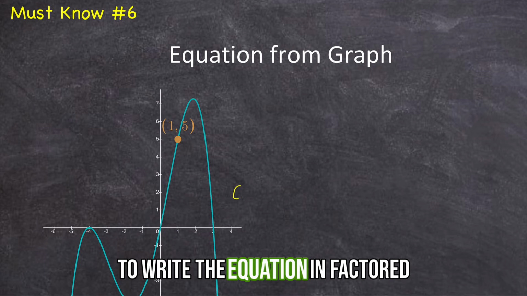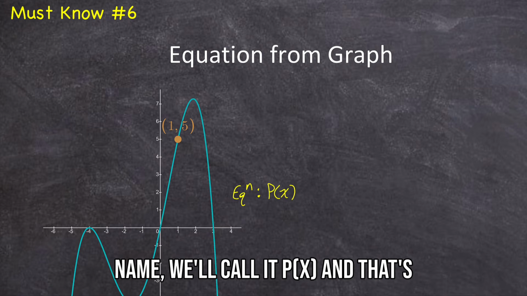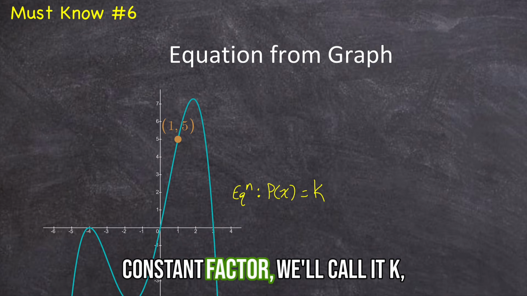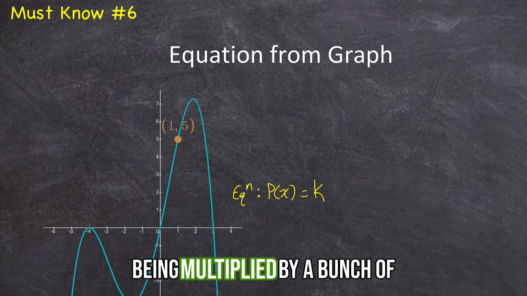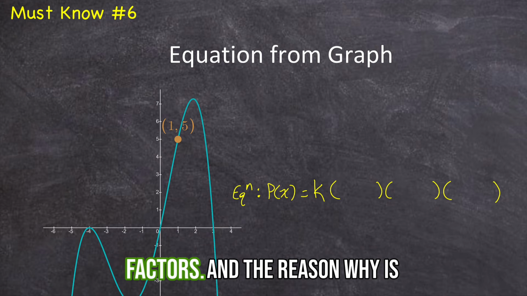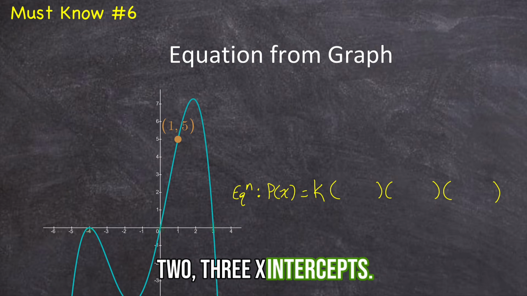To write the equation in factored form, we'll have to give the function a name. We'll call it p of x, and that's equal to some constant factor, we'll call it k, being multiplied by a bunch of factors that contain an x. And I'm going to leave room for 3 factors, and the reason why is because on the function, I see 1, 2, 3 x-intercepts.